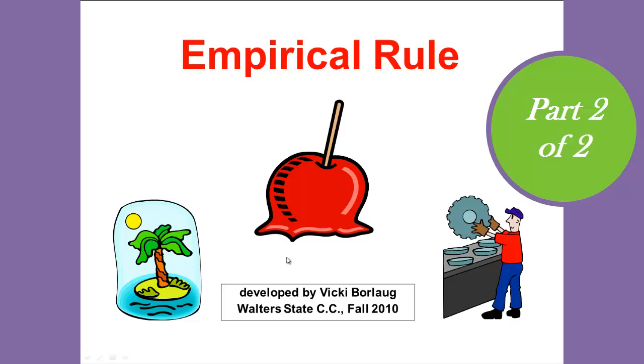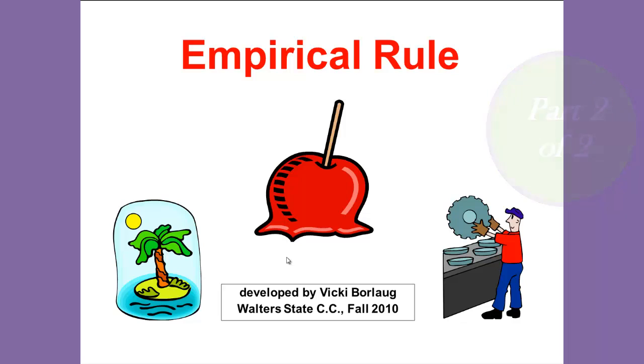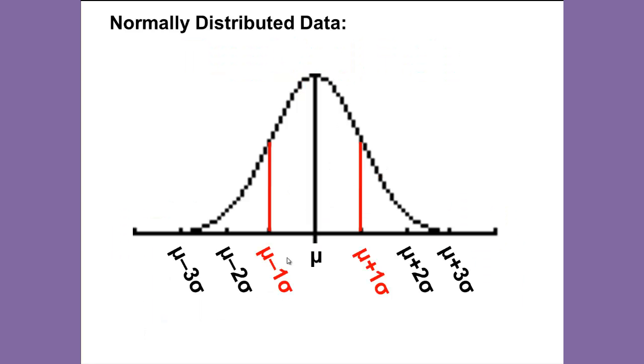In part 1, I went into detail describing the curve and how it's set up. In this part, I'm going to quickly review the empirical rule and work an example.